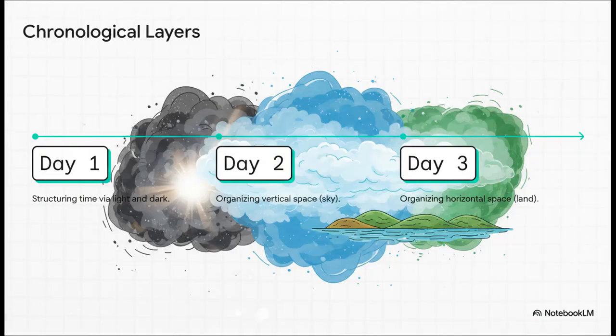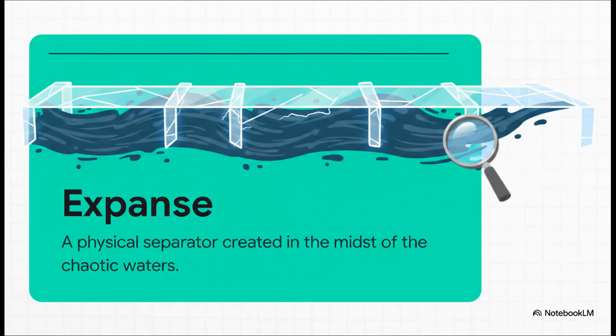So, how does this all stack up chronologically? It's definitely not a random grab bag of magic tricks. It's a precise layering of foundations. Building directly on the brand new foundation of time on day 1, the creation moves right into day 2. We are shifting our focus from the abstract structure of time to something very literal, the physical organization of vertical space. On the second day, we go back to the massive problem of those chaotic waters covering everything.